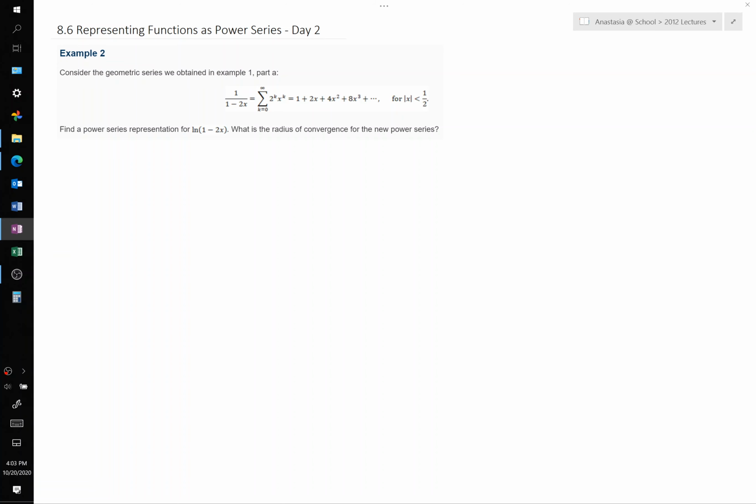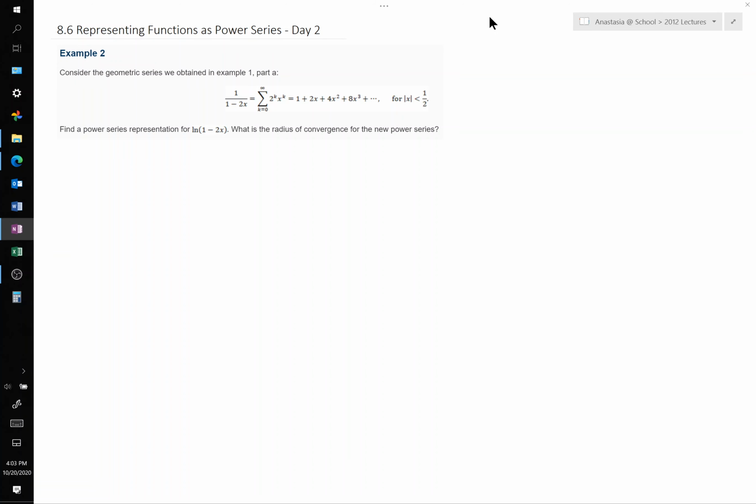Hello! In this video we are continuing our discussion of section 8.6 on representing functions as power series. In our second day of the lecture we're concentrating on coming up with new power series for functions by using differentiation and integration. So for example, here in example 2 we're going to consider the geometric series that we obtained in example 1 part A, so that was in our previous lecture for this section.